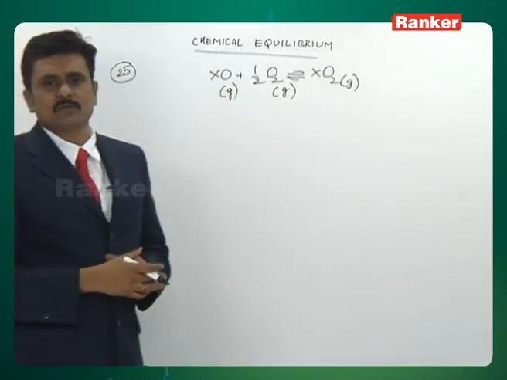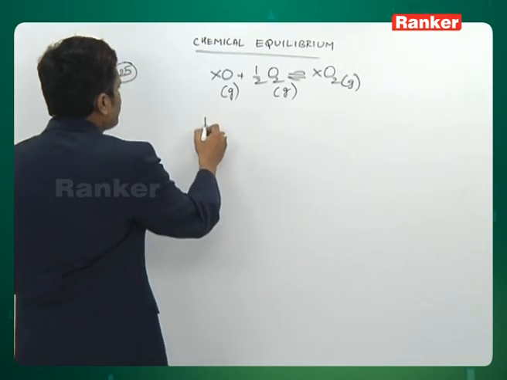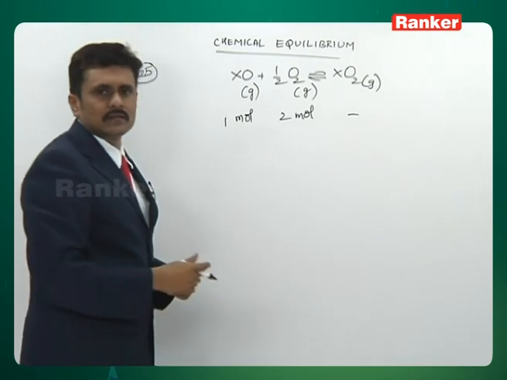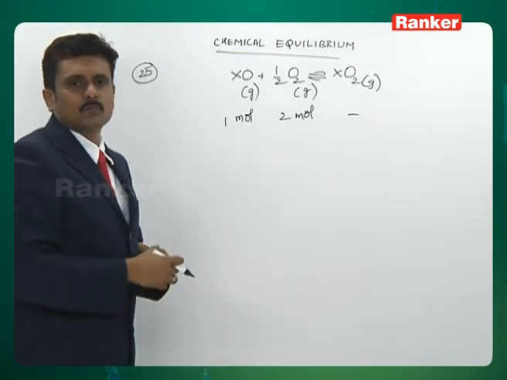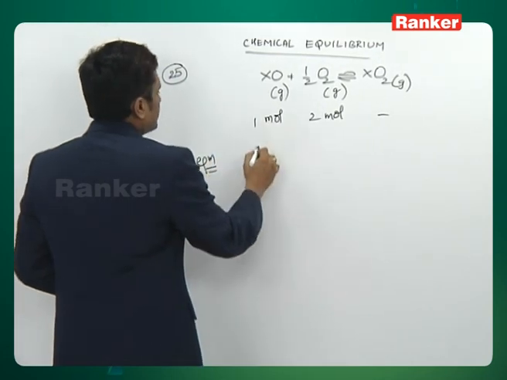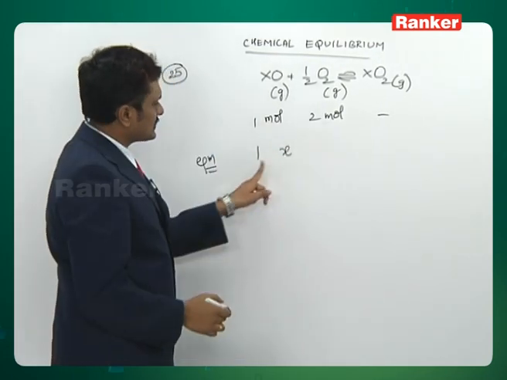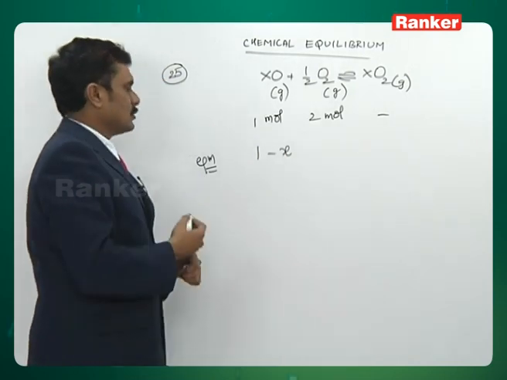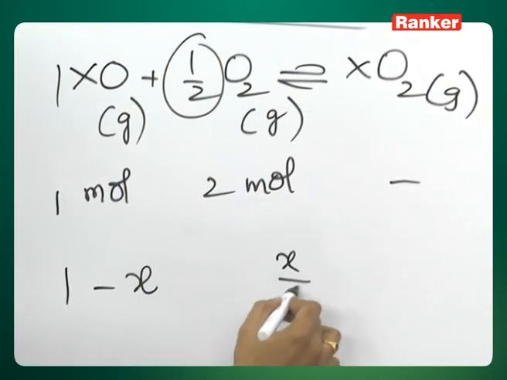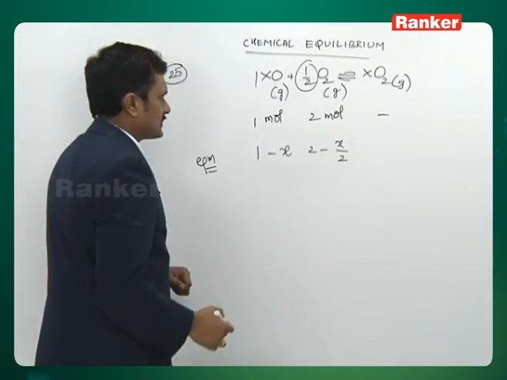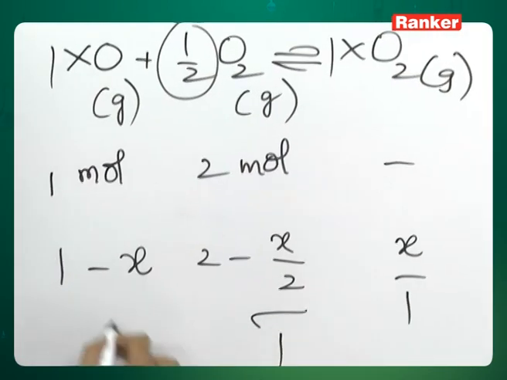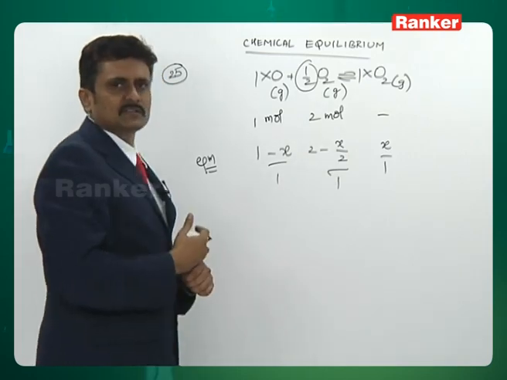Now, it is given that 1 mole of XO and 2 mole of O2 are taken in 1 liter flask. So, when the equilibrium is achieved, suppose some x moles have dissociated from 1, then the remaining mole will be 1 minus x. For every x by 2 mole that reacts here, the remaining mole will be 2 minus x by 2. For every 1 you are getting 1 mole, hence x mole of this thing is obtained. Now, these are the equilibrium concentrations because the volume of vessel is given as 1 liter.